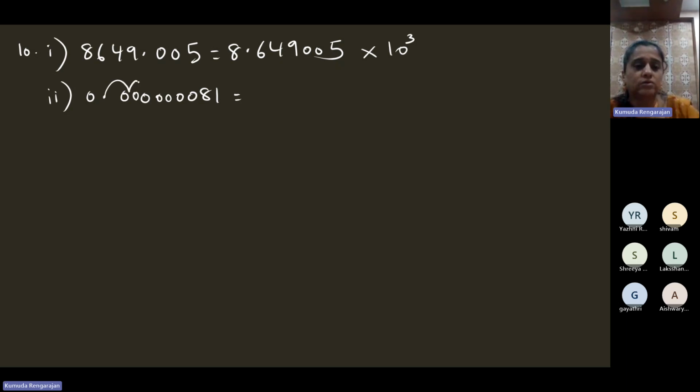So 1, 2, 3, 4, 5, 6, 7, 8. Then only it becomes 8.1. If you move the decimal point to the right by 8 places, then the number becomes 8.1. But you've increased the value. It was 0.000 something. You have increased its value to 8. So raise 10 to a negative power. Negative 8, because you've shifted the decimal point by 8 places.